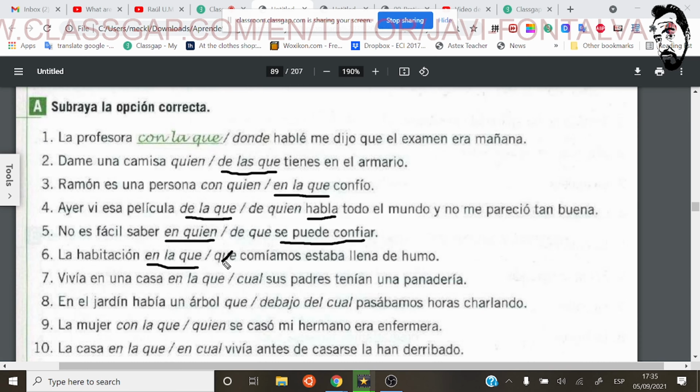7. Vivía en una casa. So again, this is a house. Very easy. En la que sus padres tenían una panadería. So they used to live in a house where his parents had a bakery. Easy peasy.